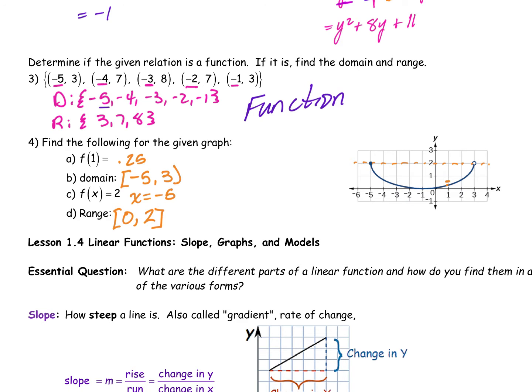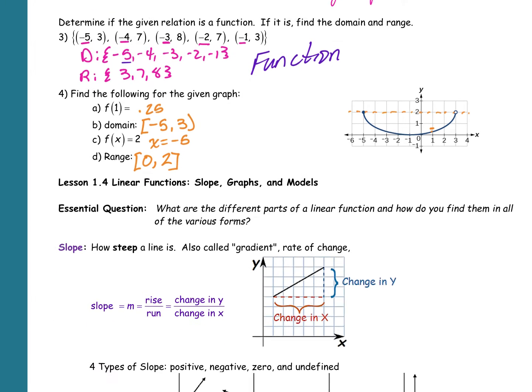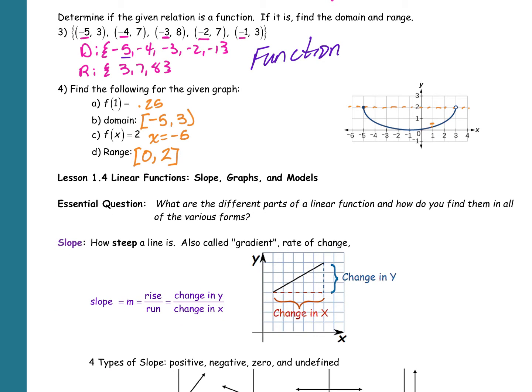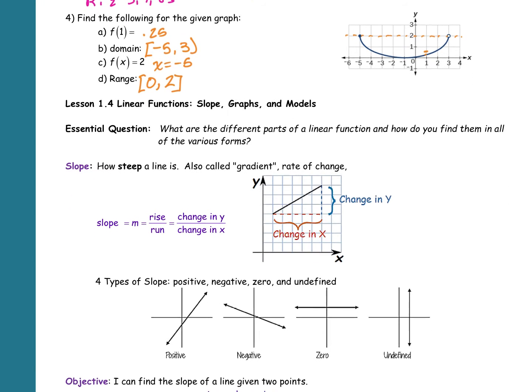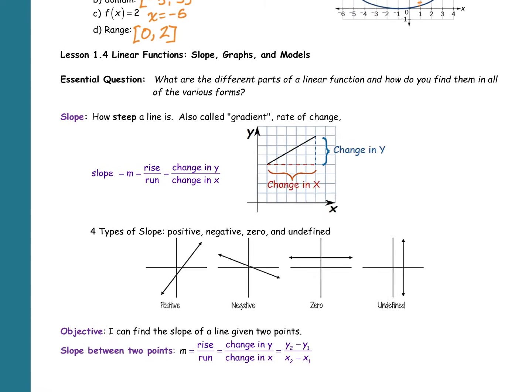So now we're going to move on to our new one, linear function, slope, graphs, and models. Yay. Mostly we're going to talk about slope today. What are the different parts of a linear function and how do you find them in all the various forms? Lovely. Slope basically is how steep a line is.